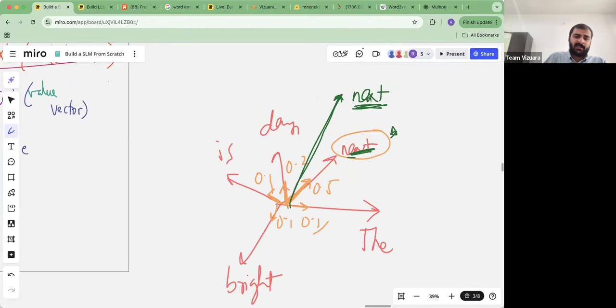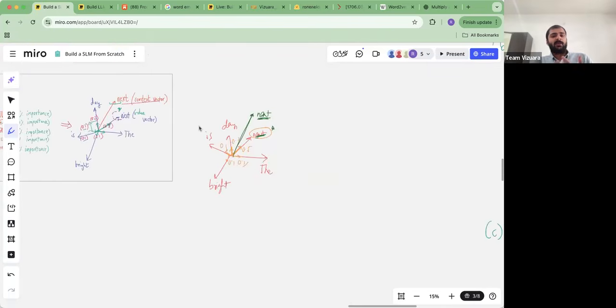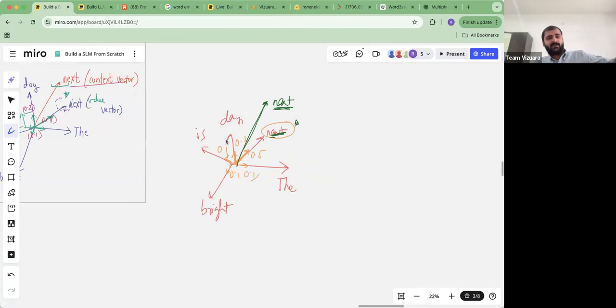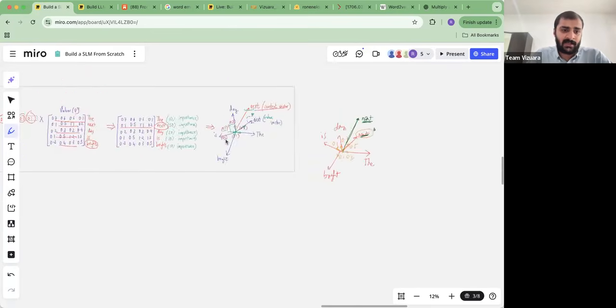It's much richer than the input embedding vector because now it contains information about neighbors. It contains information about how much attention needs to be paid to the neighbors. I hope you understand the intuition behind why the context vectors are much richer than the input embedding vectors.